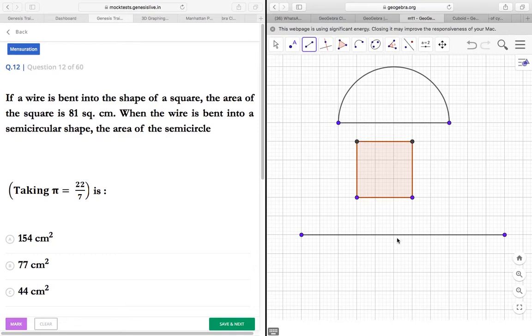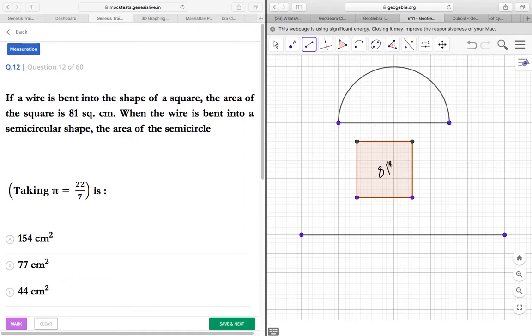Now the information they have given is the area of this square is 81 square centimeters. Before we even proceed, what's the logic? The logic is the length of the wire in all these diagrams, that is the square and the semicircle, remains the same. I mean, you are bending the wire, but the length remains the same. That's the logic. Now with that, can I say the perimeter of the square is equal to the length of the wire, and that is equal to the perimeter of the semicircle? Of course I can. Great.